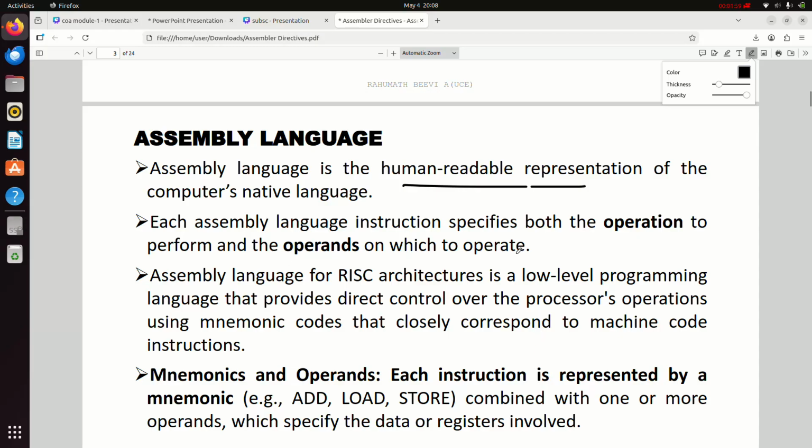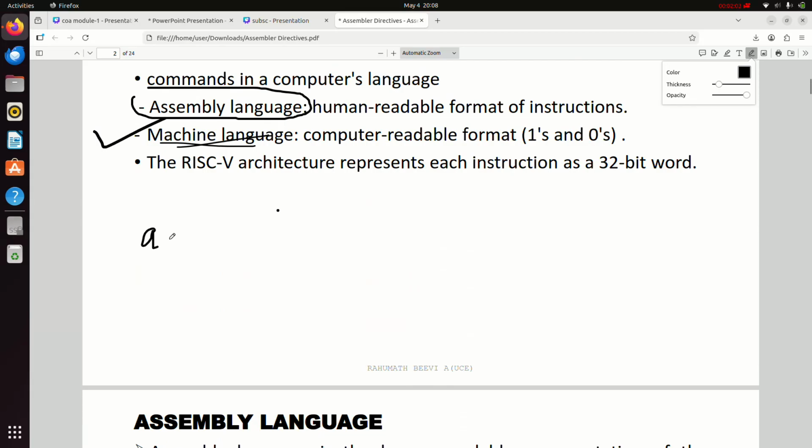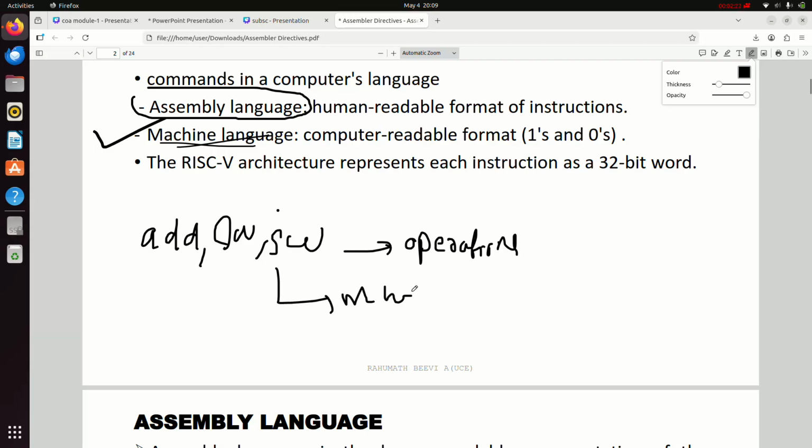Then you have to understand the concept of mnemonic and operands. Now if you consider an instruction, let us see, add, LW, SW. These are what? These are the operations, right? These are some operations. Okay. So these operations are basically known as what? The mnemonic.